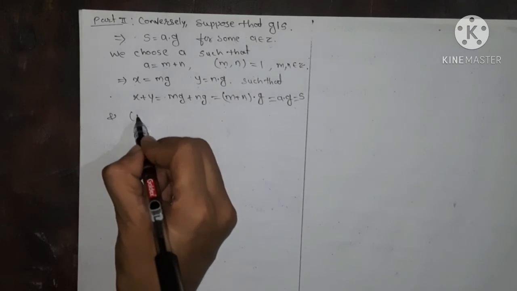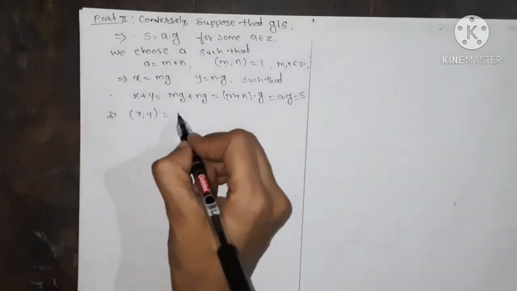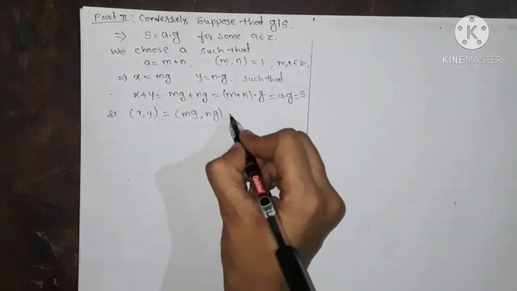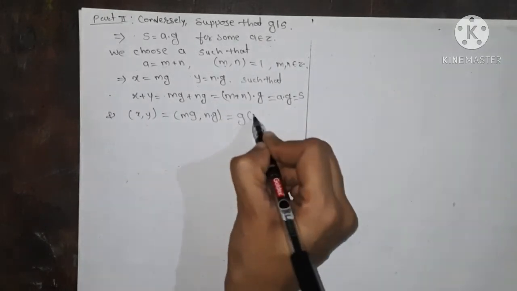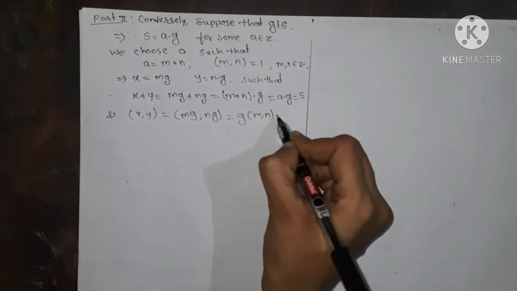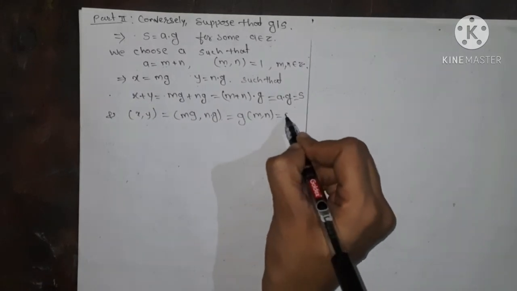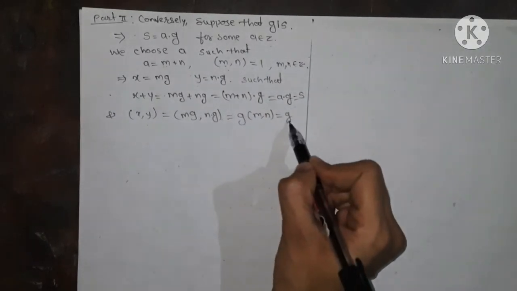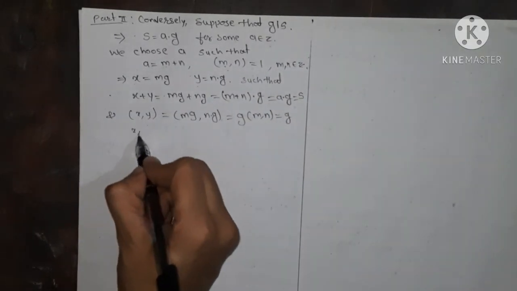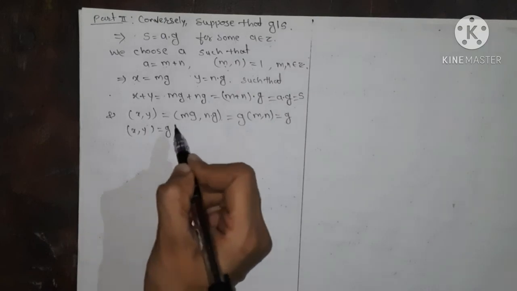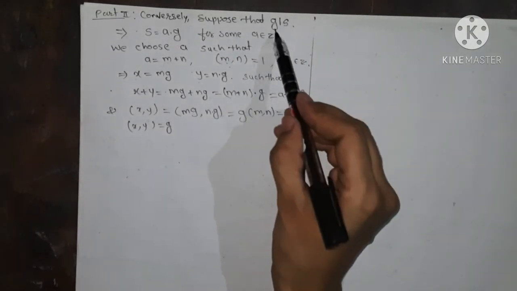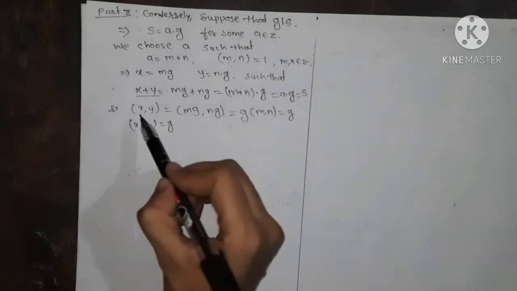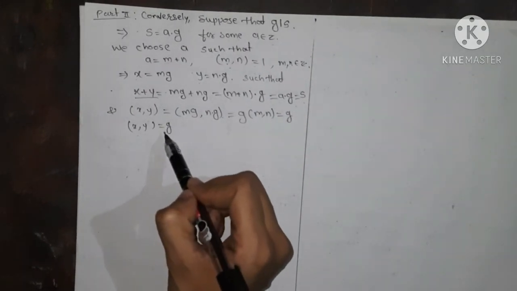And the GCD of x comma y equals the GCD of m times g comma n times g. So we can take out the common g, giving g times GCD of m comma n, which equals g, since GCD of m comma n equals 1. Thus we have the GCD of x comma y equals g. So in the second part, we suppose that g divides s, and we prove that x plus y equals s and the GCD of x comma y equals g.